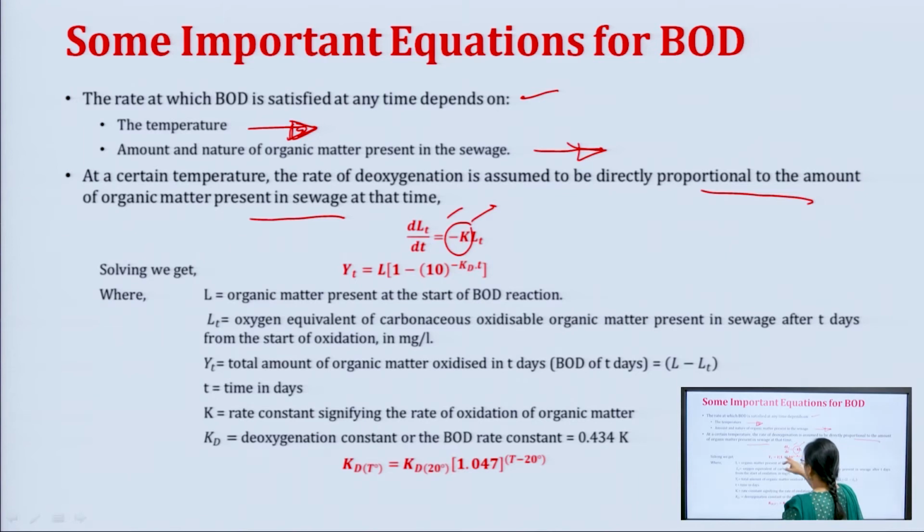When you integrate this, you will see the steps in any book, you get Yt equal to L open bracket 1 minus 10 to the power minus kt close bracket. And here, what is L and what is Y? L is the organic matter present at the start of the BOD reaction.